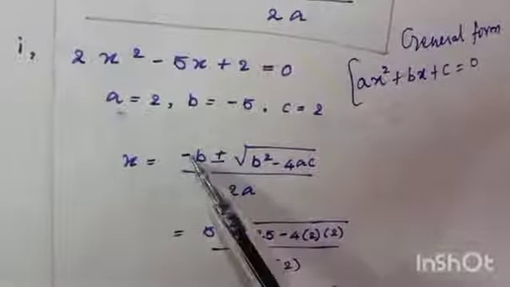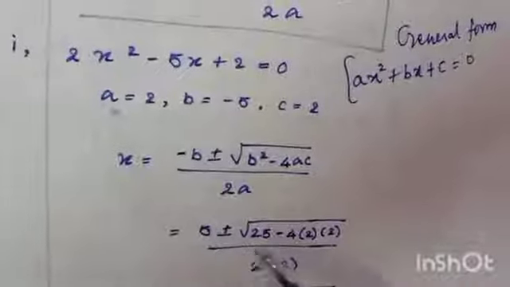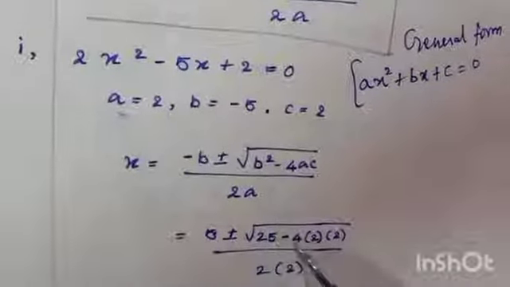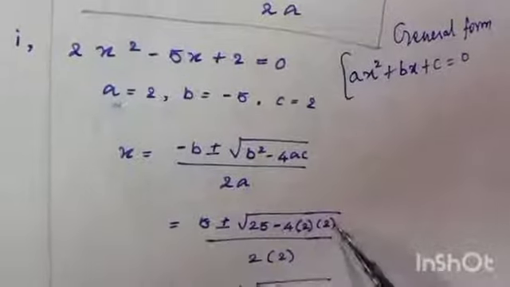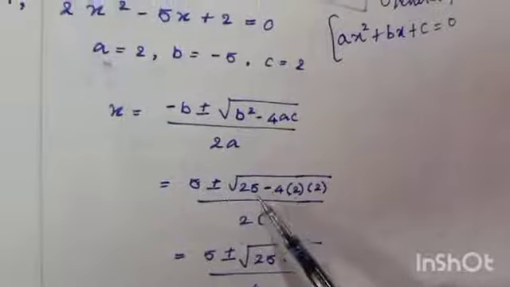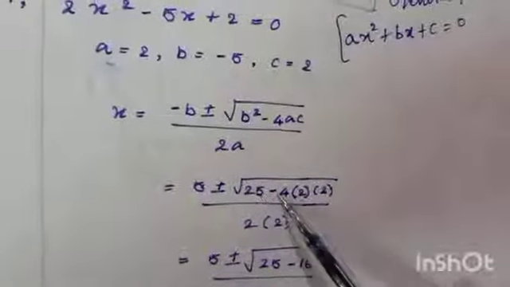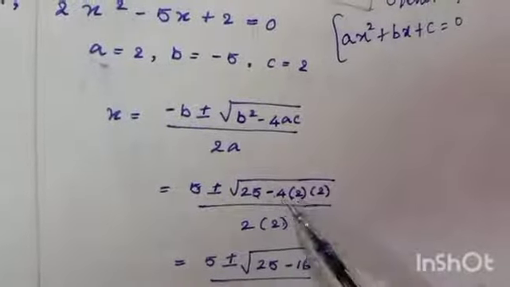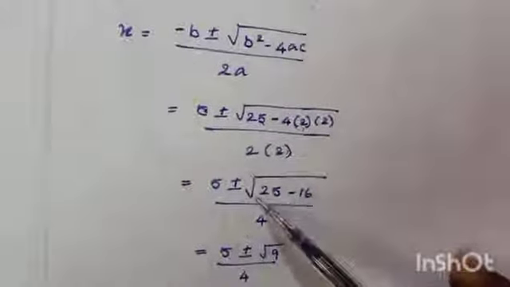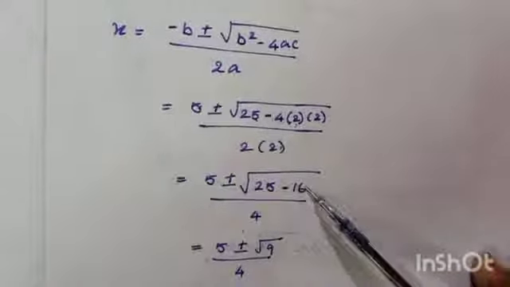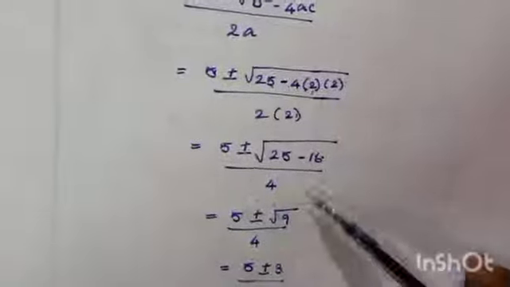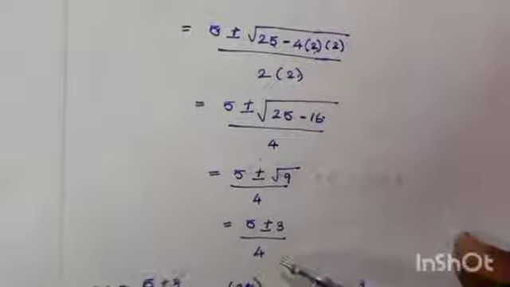Already one minus in the formula, so it becomes a plus 5 plus or minus square root of b square, minus 5 whole square, that is 25, minus 4 into a value 2, c value 2, whole divided by 2 into a. a is 2. So 5 plus or minus square root of 25 minus multiply these 3: 4 2s are 8, 8 2s are 16, whole divided by 4, 2 2s are 4. So 5 plus or minus, simplify inside the square root value, that is 9 by 4. That is 5 plus or minus root 9, value is 3, whole divided by 4.